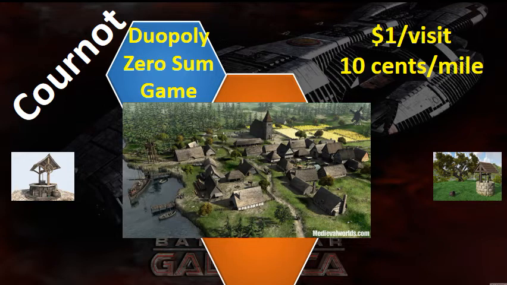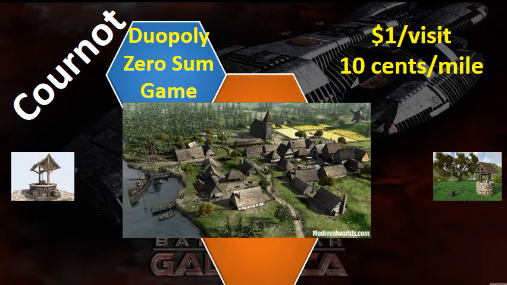Cournot's example was, suppose you have a small town and there are 2 wells that people have to go to get their water. And the 2 wells are both charging $1 to visit the well, and it costs about 10 cents a mile for somebody in town to drive out to where the well is. Well, you're going to go to the well that's closest to your house, right? If there's a cost for you to get out to the well, and the wells are charging the same price, you're going to go to the closest well.